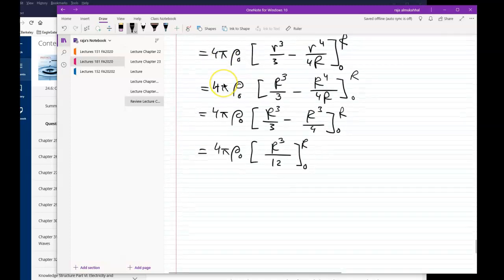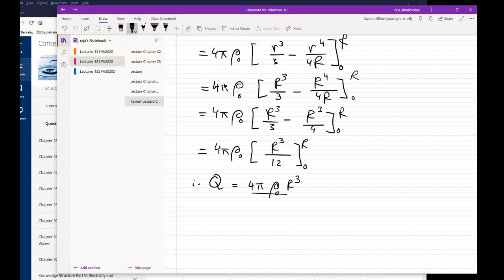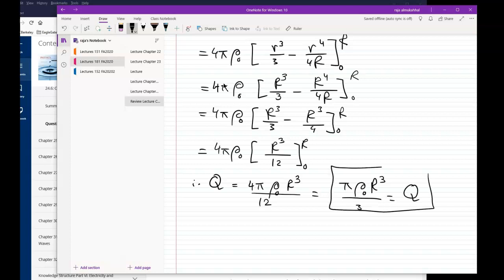So this, therefore, big Q is an expression that describes the total charge. And that's going to be 4 pi rho naught R cubed over 12. One more step, because I have the 4 and the 12 here. I forgot about them. So that's going to be pi rho naught R cubed over 3. That's basically big Q, right? He's not asking me for that, I know.